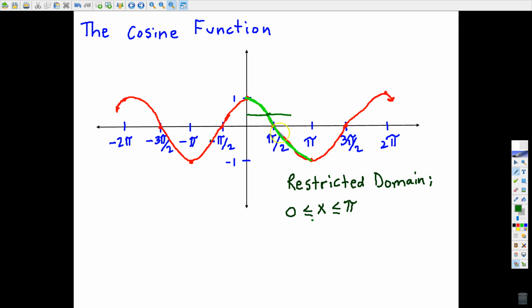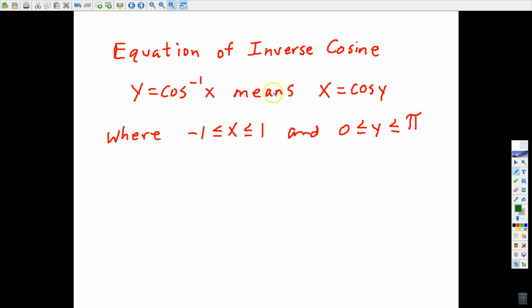Therefore, that part would represent cosine that does have an inverse. So in order to have inverse cosine, we're going to have to restrict the domain of cosine. And here it is. It's between 0 and pi. Just a little different than sine.